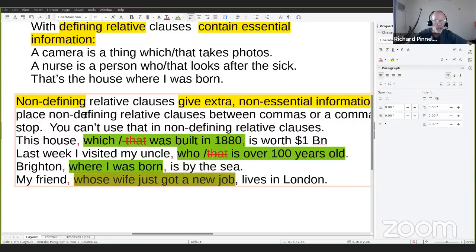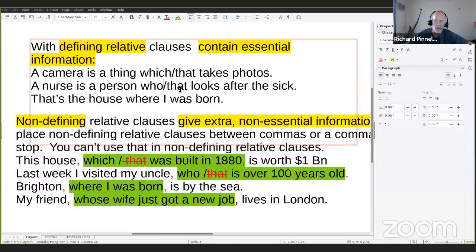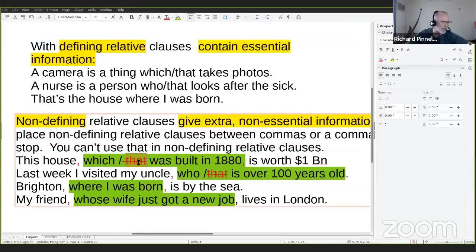So these are non-defining. That means that I can remove that information. My friend lives in London. That makes sense. So remember, with defining relative clauses, no commas when you write it, and you can replace which with that, and you can replace who with that. Non-defining, which give extra information, you need to use commas when you write it, and you cannot use that.